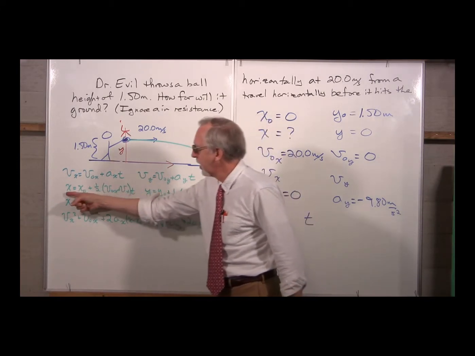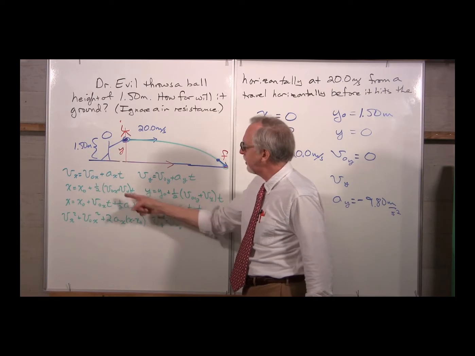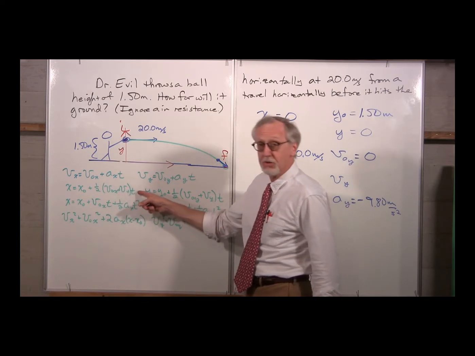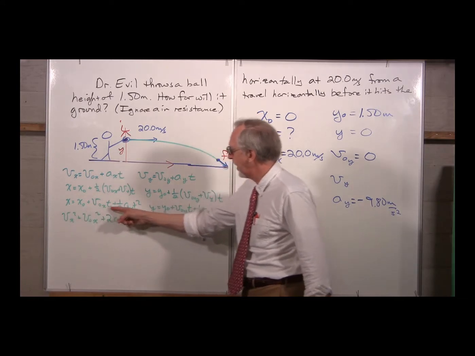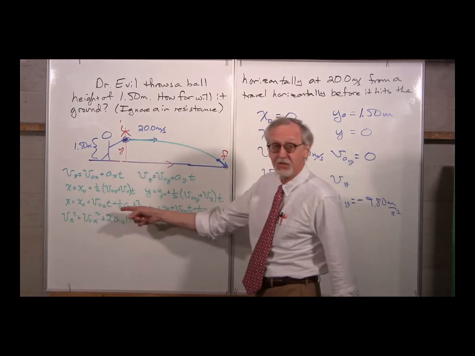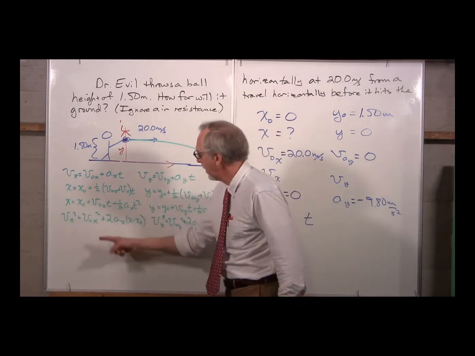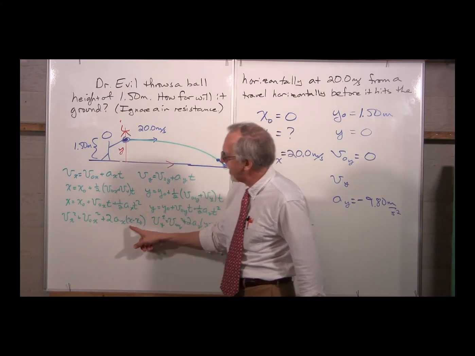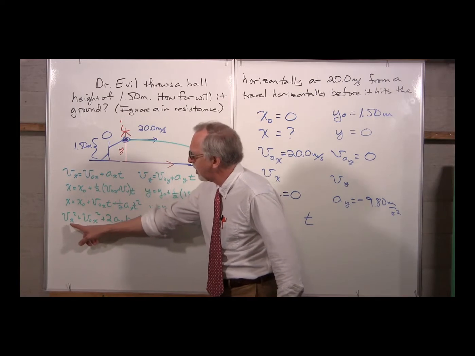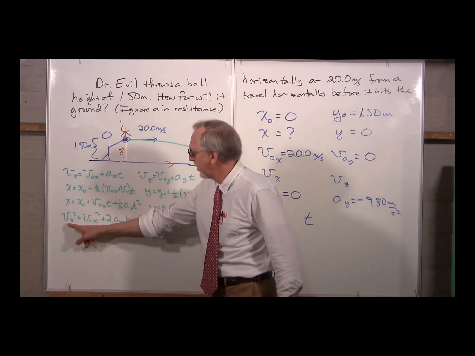Here's an x, but we cannot solve this because we do not know v sub x and we do not know t. What about this one? Here's an x, but again, we do not know t, so we cannot solve for this one. This one has an x in it. Okay, so we have an x here. We don't know v sub x here.